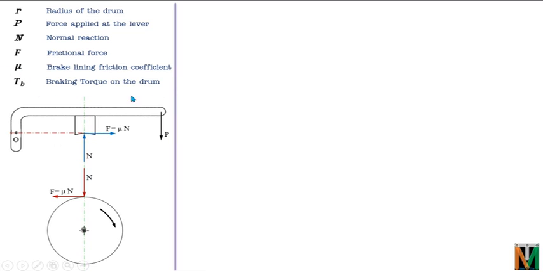And TB is the braking torque on the drum. From the free body diagram of the drum, we can see that F is equal to mu N, and we can calculate the braking torque. TB is the braking torque of the drum, and the distance of the center point from this fulcrum point is A, and the total length of the lever is L. So the distance from the center point to the point of application of the force is L minus A. Fine, so these are the construction details.